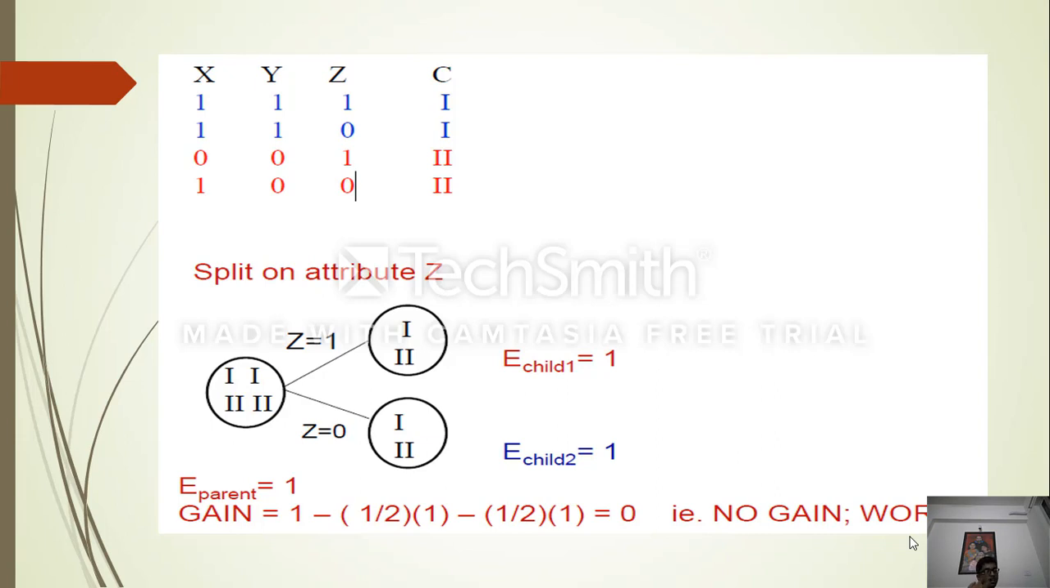That is, there is no information gain if you take the splitting attribute z. It is just exactly taking the data from the parent, but it is not giving any additional information. So there is no gain, and this will have the least priority to be selected as the splitting attribute.